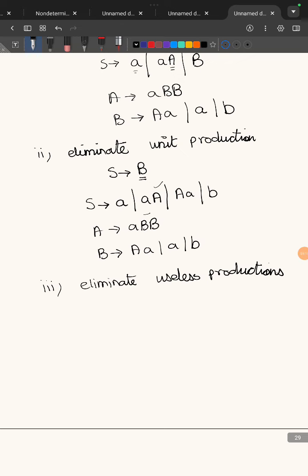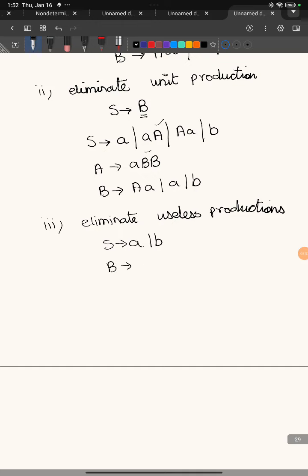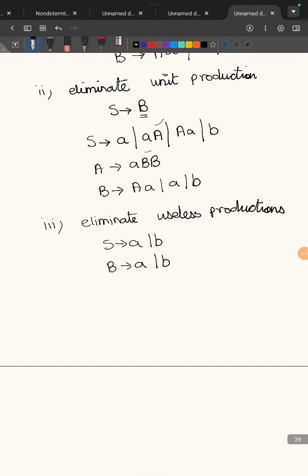What about useless? Non-generating means, see, if a variable is deriving a terminal, for example, S is deriving a or b, just terminals, right? So it is called generating. Similarly, B also is deriving a or b. Now B also becomes generating. But what about your A? A is deriving aBB. Okay, there is no terminal, directly A is not deriving the terminal. But your B is generating, so your A is also generating only.